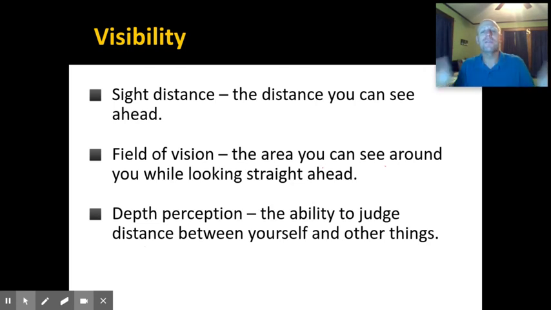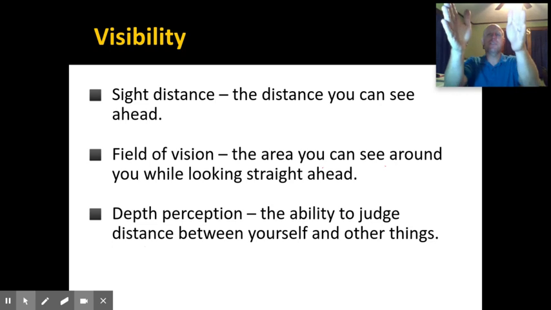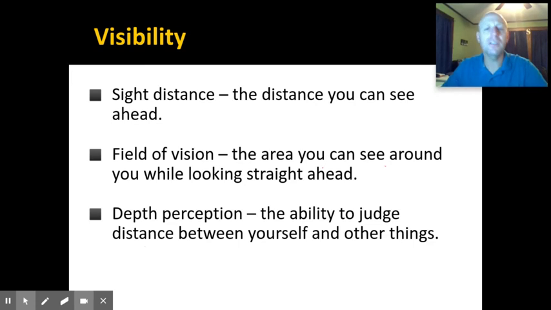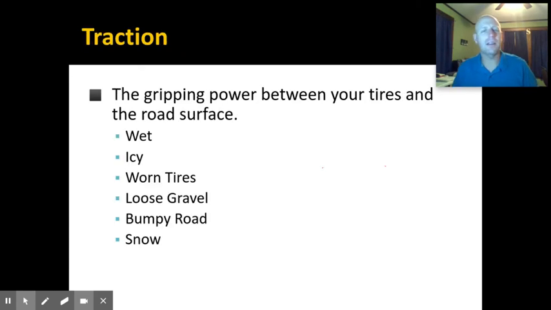Your field of vision, that's not just how far you can see in front, but how well can you see all around you, the area you can see while you're looking straight ahead. So it's talking about your peripheral vision. How far out to the side can you see? And then depth perception, that's your ability to judge distance between yourself and other things. Are you good at telling how far away something is from you? So all three of those things have an impact on our vision, or different parts, different facets of our vision.